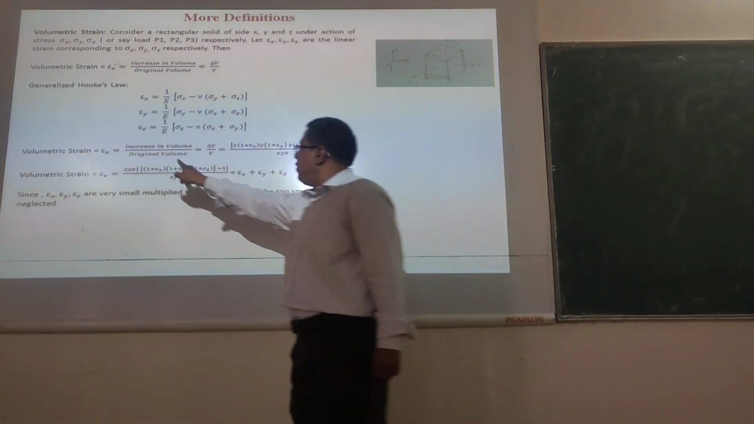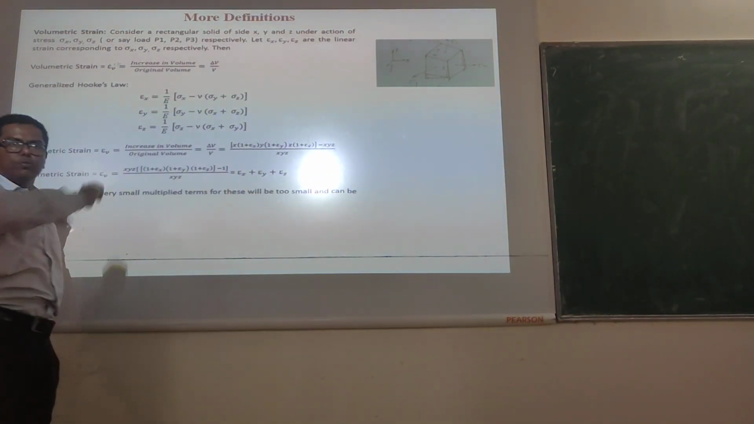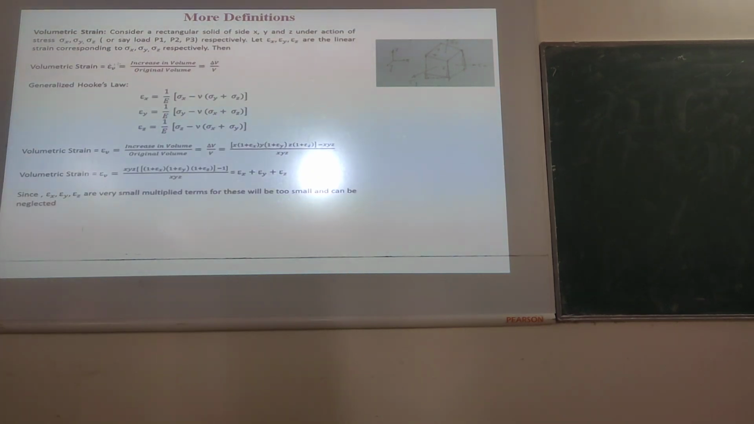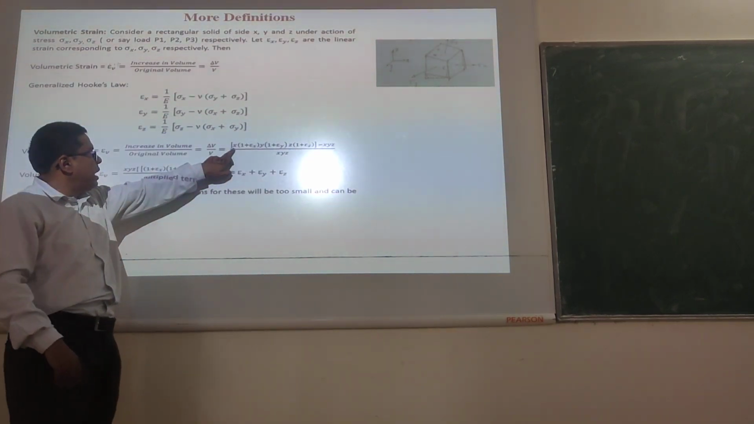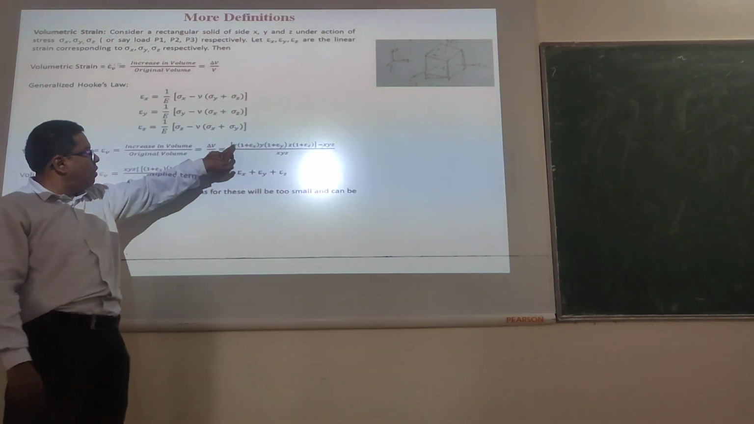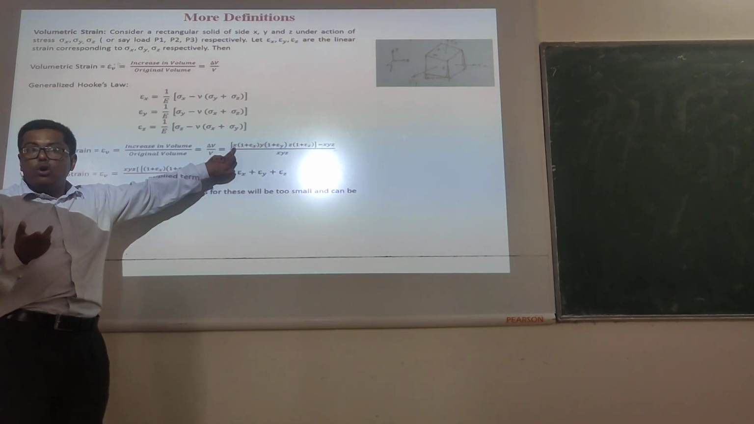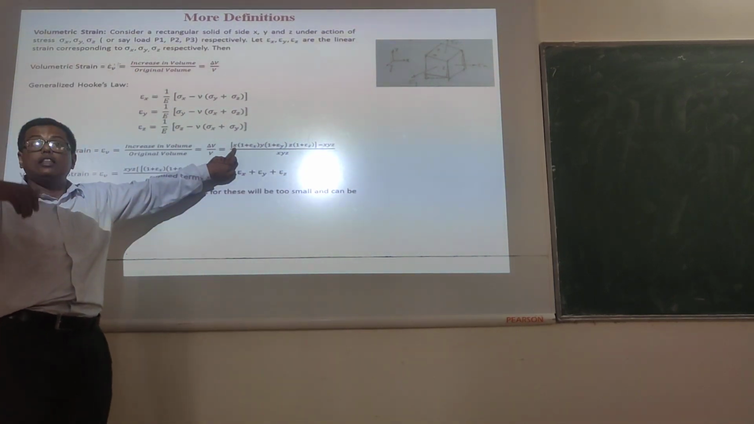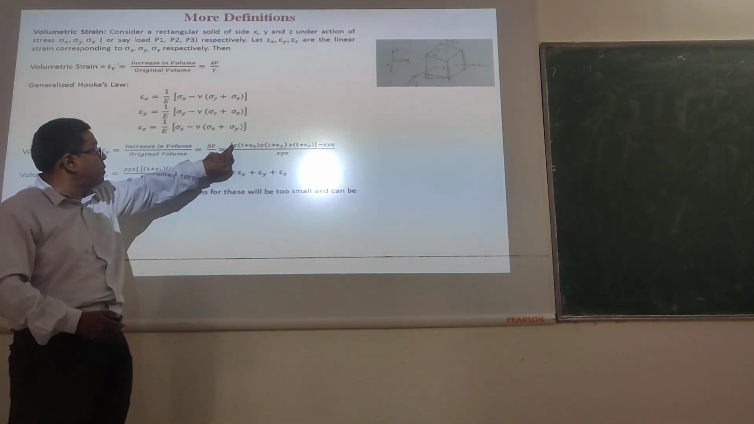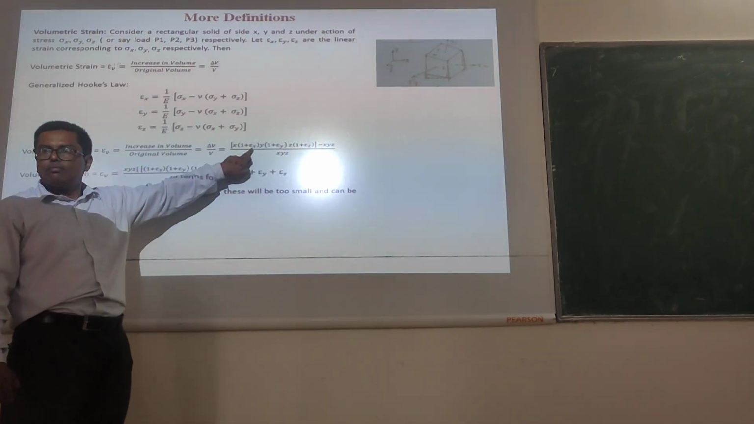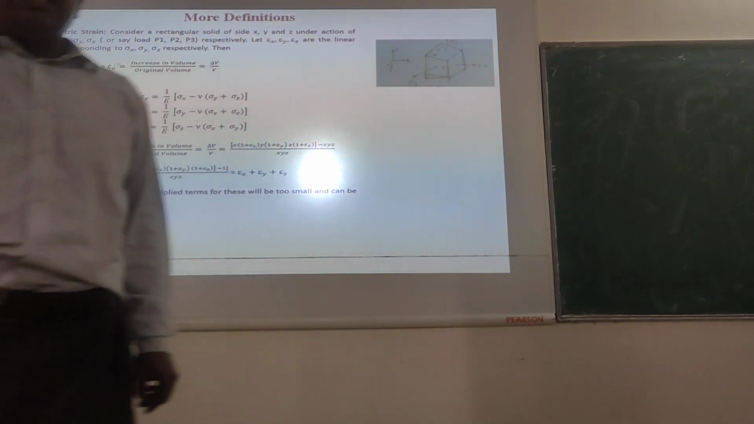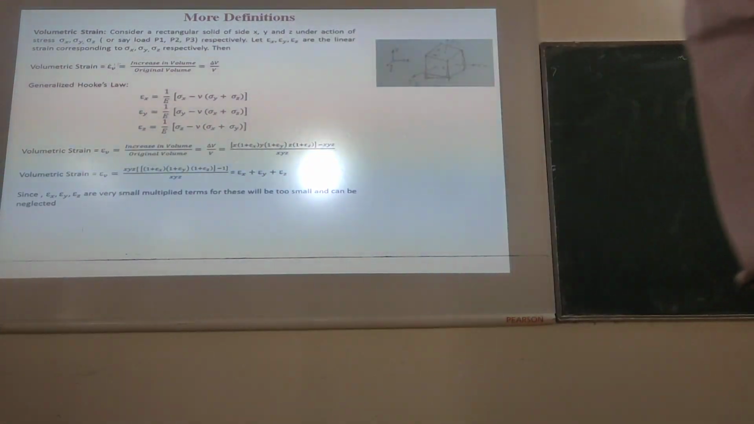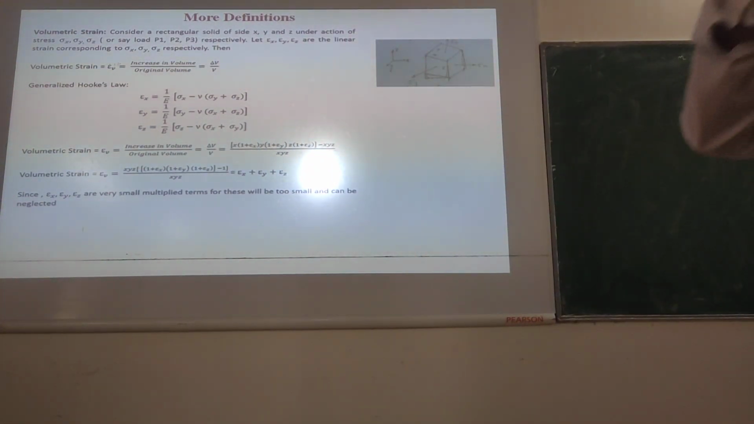So delta V is the increase in volume. What will be the increase in volume, or the decrease in volume? Let's say I am pulling it, then originally the side was x. How much will it be after the extension? After the extension it will be x into epsilon x. Because what is strain? Delta L by L is equal to epsilon x, if you understand it in simple terms.